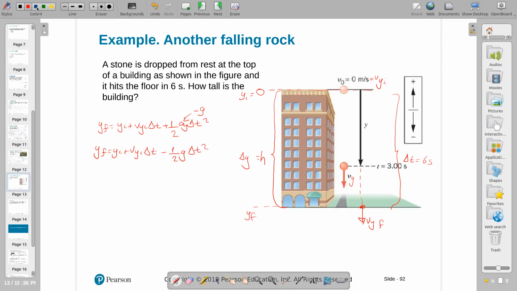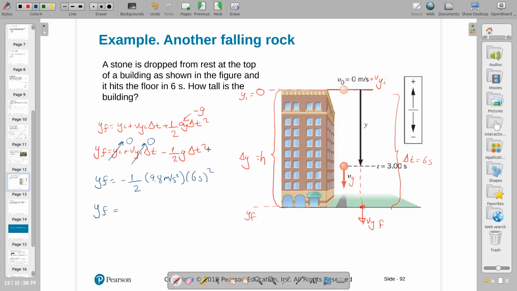Now we cancel what are 0. Y initial is 0, so that goes away. We'll find y final using this equation. Minus 1 over 2, replacing everything, 9.8 meters per second squared. Time is given, 6 seconds. Take the square of that. And y final we'll find from here.